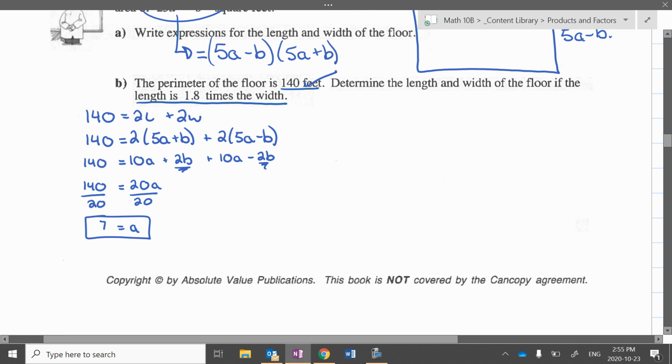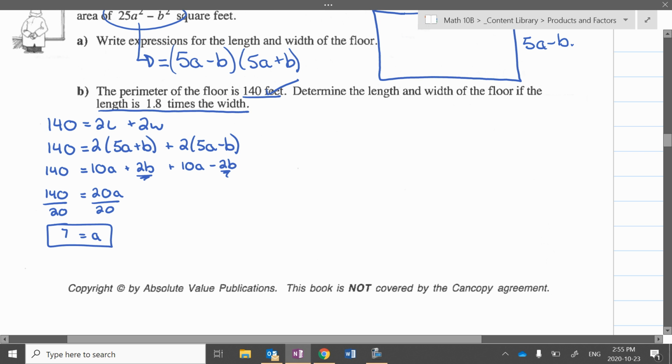Okay, great. We're halfway there. We used our first sentence. Now can we use our second sentence to help us figure out that width? The length is equal to 1.8 times our width. Okay, so we have a starting formula just like we did over here. Can I now use that formula and plug other things in to isolate and solve for b? Well, my length we know is 5a plus b, and our width we know is 5a minus b.